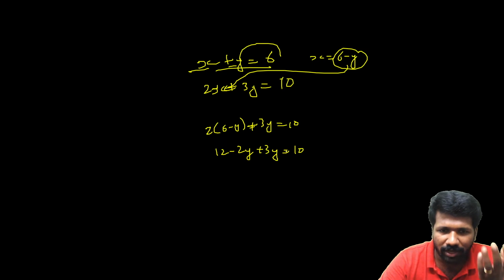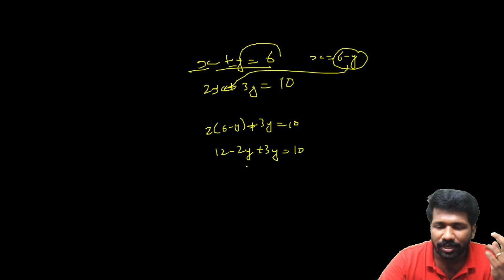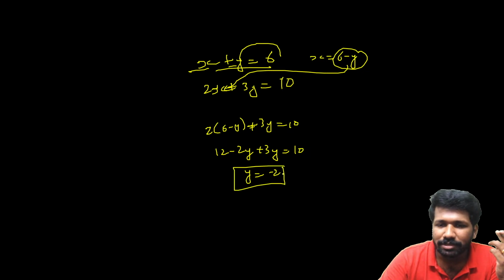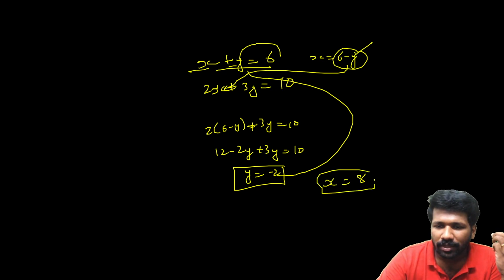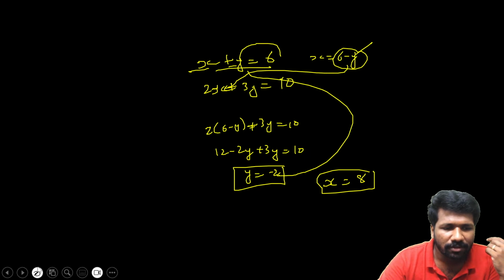Yeah, here it is not very difficult. It is easier. Y is equal to minus 2 you will get. And substituting that minus 2 into the first equation or second equation, you can substitute. So x is equal to 6 plus 2, 8. It is all clear now, the substitution method. But in some cases substitution may be difficult.